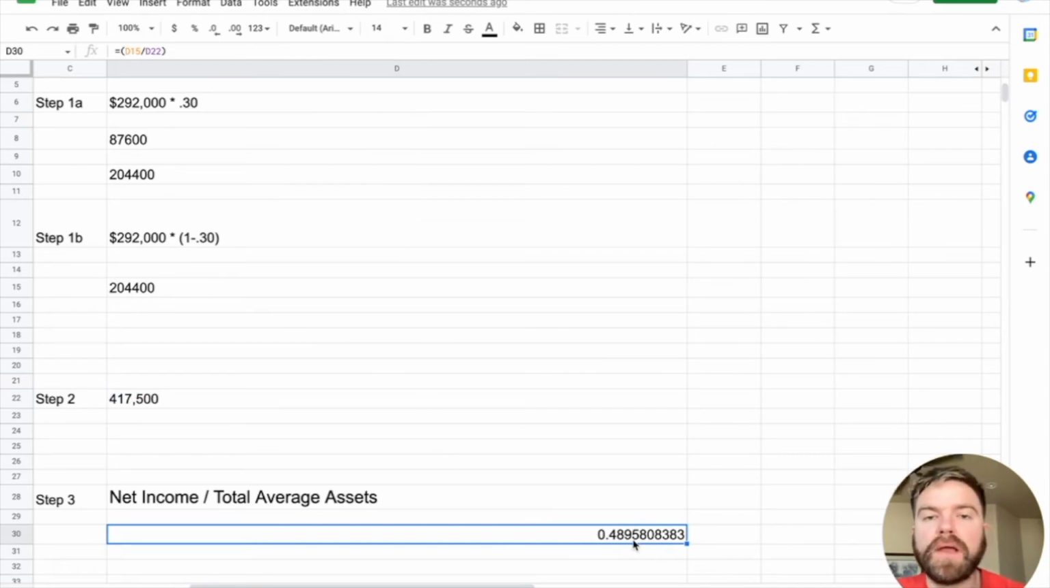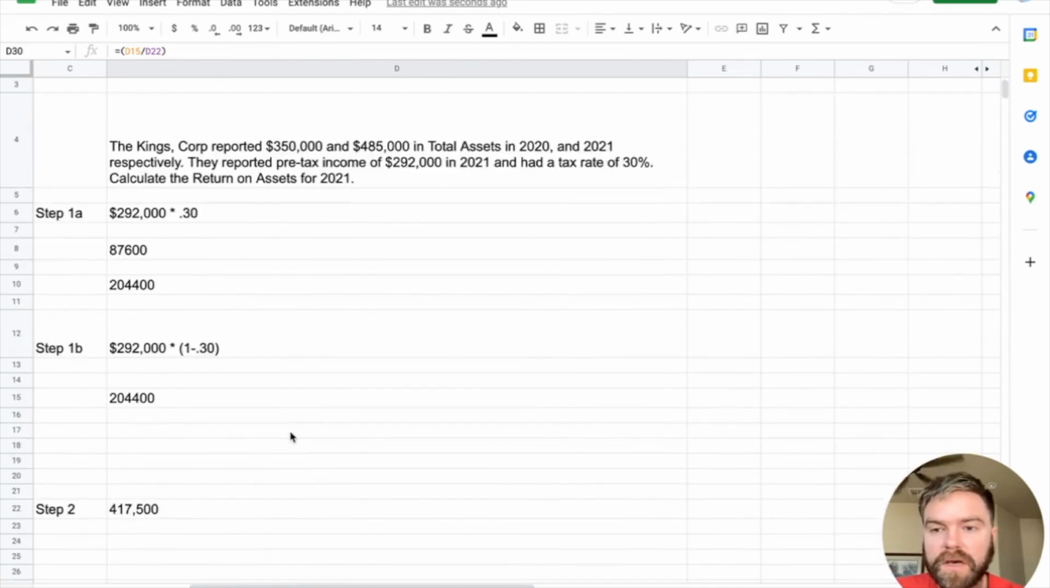You can say 48%, or 49% if you round up, or you can keep it in decimal form. Either one works. And what that is showing is how much income we are generating for every dollar of assets. They're generating around 50 cents per dollar, is what this says. It's actually really good. So basically, half of your assets is income. For every dollar of assets you have, you generate around 50 cents on the dollar. And that's a very solid ratio for this company.